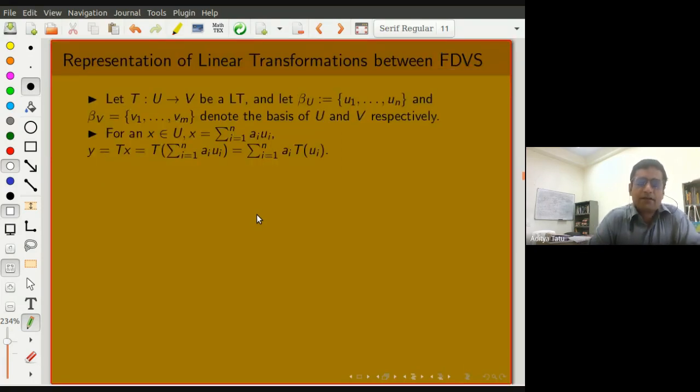Then for any vector x in my vector space U, because I have a basis, I can represent x as a linear combination of that basis U1 to UN. And I'm interested in finding the output. You can think of T as a linear system. For this linear transformation T, when x is the input, let's say y is the output. That can be written as T applied to that particular linear combination. Then using additivity and homogeneity of T, you can write it as this linear combination. Is that okay?